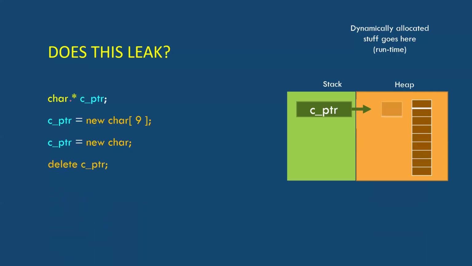Okay. So if I delete CPTR, the only thing I'm deleting is what it's pointing to now. And now I have a memory leak.